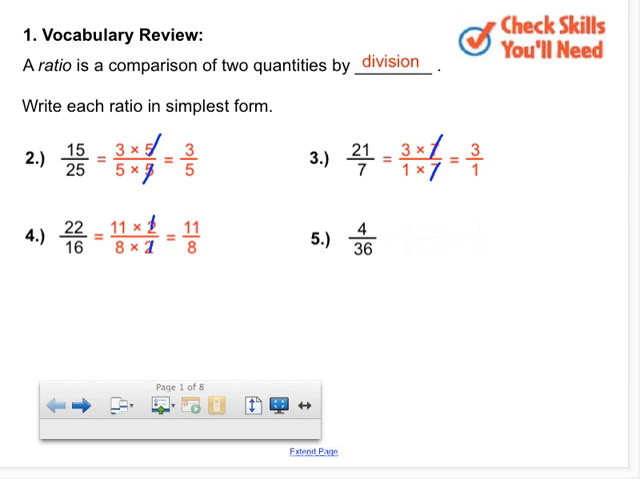Number 5, who's got that one? Ben, in the back. 1/9. And what factor did you eliminate? Or divide by? 4, very good. So here we have the 4 is canceled. 1/9. Any questions? Okay, moving on.